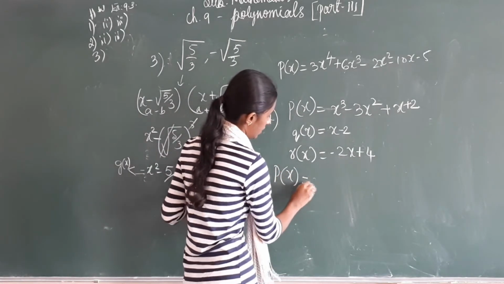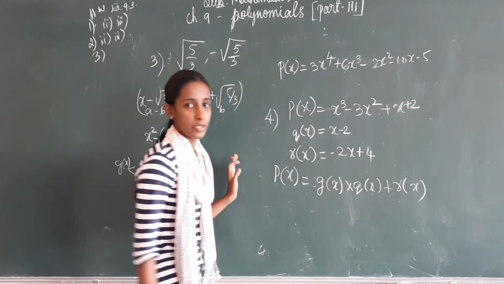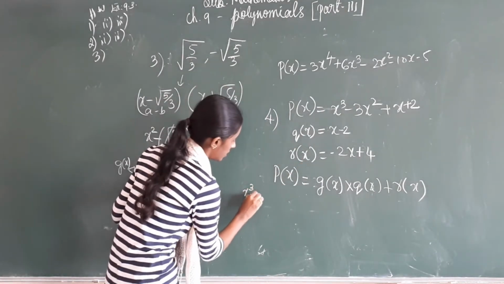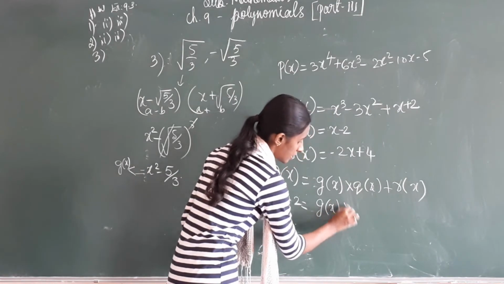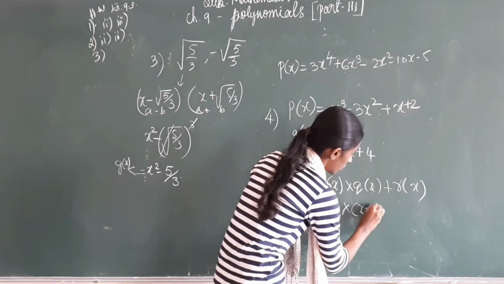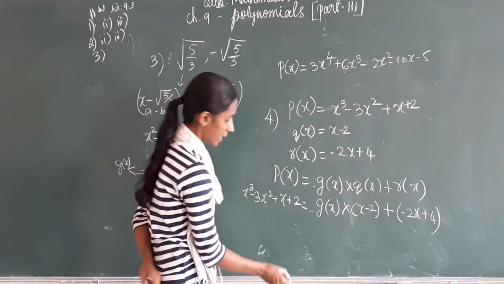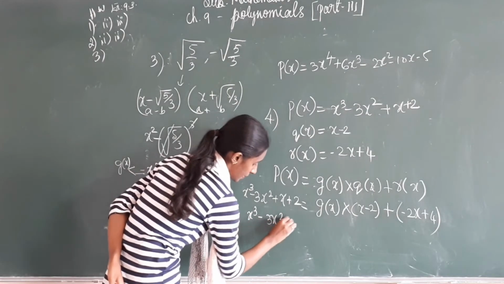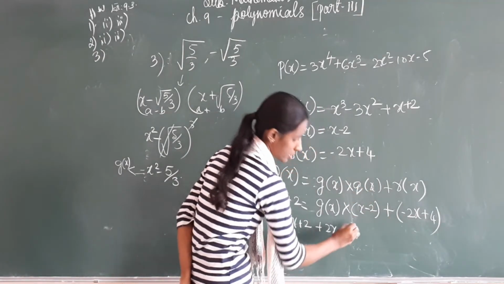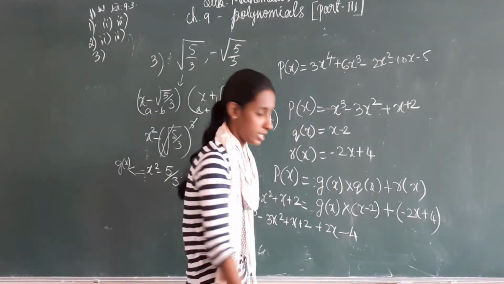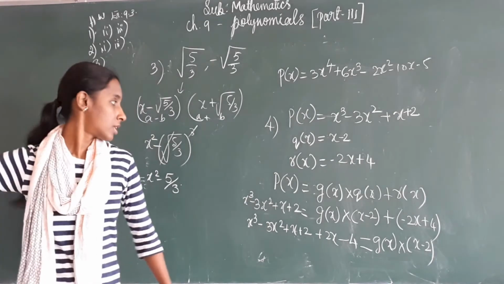How will you find g of x? By using the formula: dividend is equal to divisor into quotient plus remainder. Just substitute here. x cube minus 3x square plus x plus 2 is p of x, as you already know. You have to find g of x, into q of x, which is x minus 2, plus r of x, which is minus 2x plus 4. Now if I take this to this side, minus 2x will become plus 2x and plus 4 will become minus 4. So here what is remaining? g of x into x minus 2.